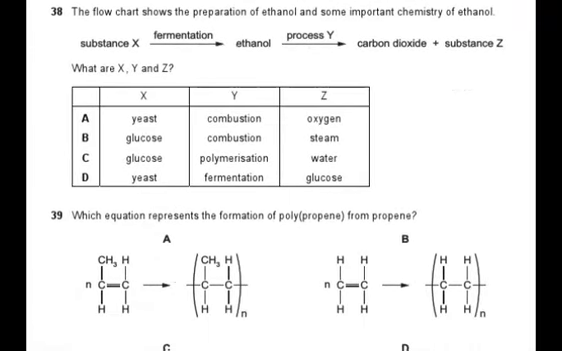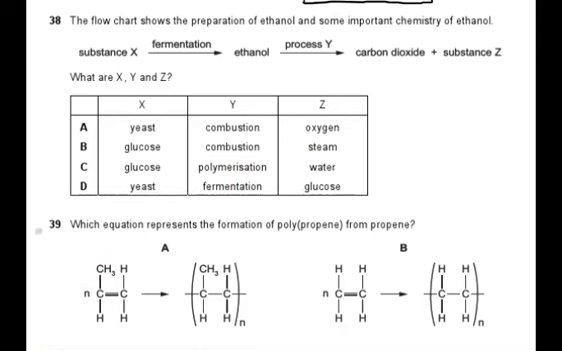Okay, and then for number 38, the flow chart shows the preparation of ethanol and some important chemistry of ethanol. For the fermentation, we need glucose as the raw material to produce ethanol, and ethanol to carbon dioxide should be under combustion, and here will be water or steam. So should be B your answer.